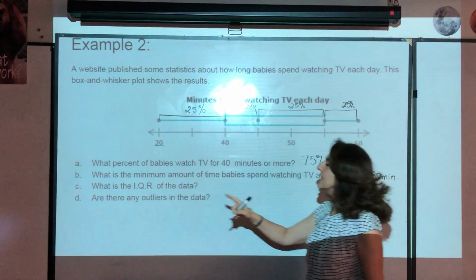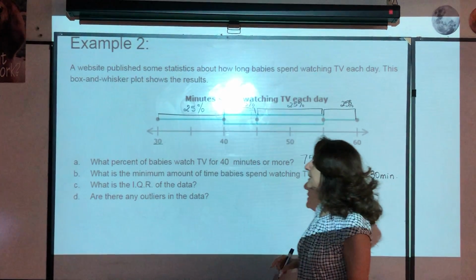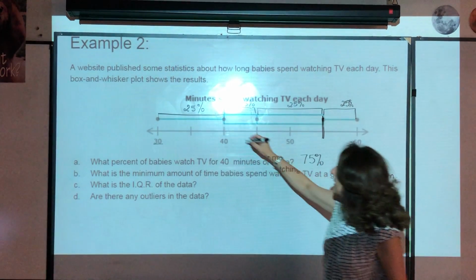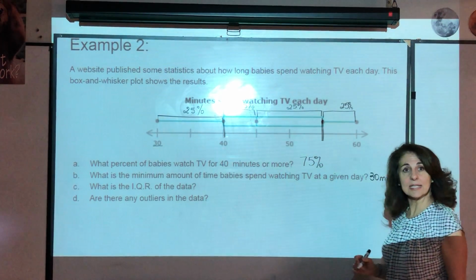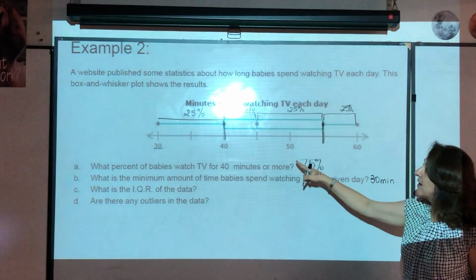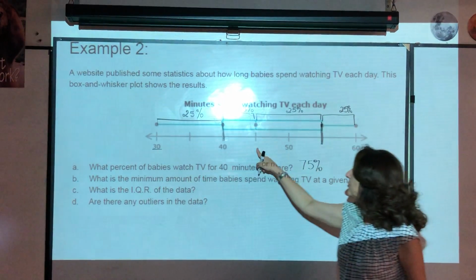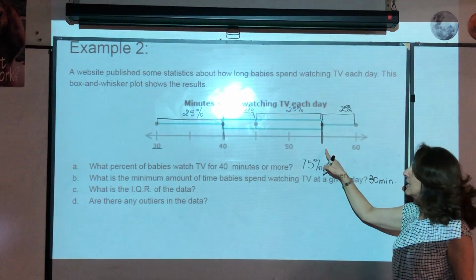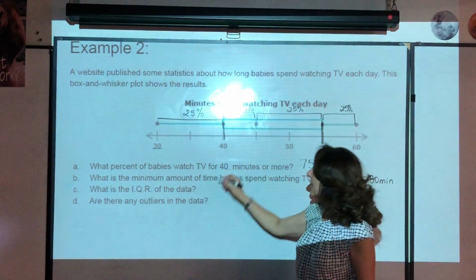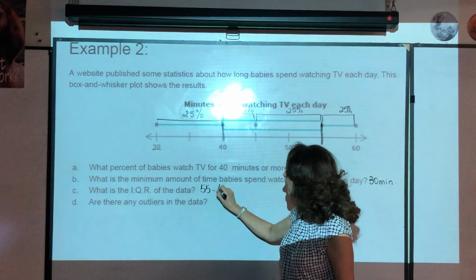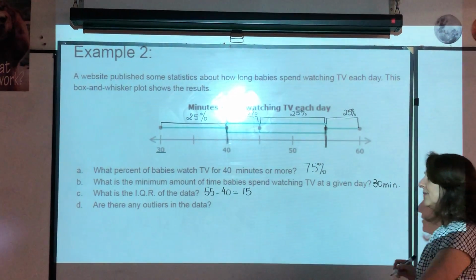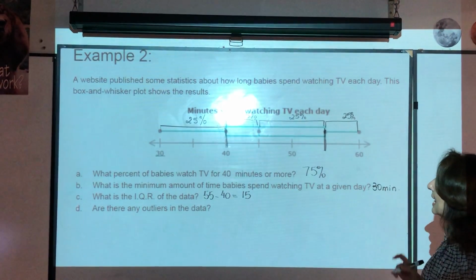And then what is the interquartile range of the data? The interquartile range is exactly the number from here to here, the difference between these two pieces of information. So here, there's no number, but this is 55. 30, 35, 40, 45, 50, 55, 60. So the interquartile range is going to be what? 55 minus 40, which is 15.